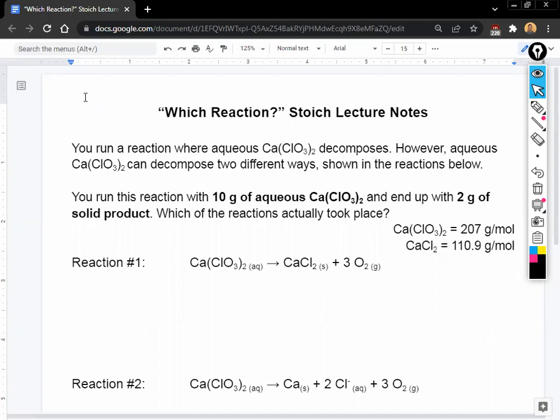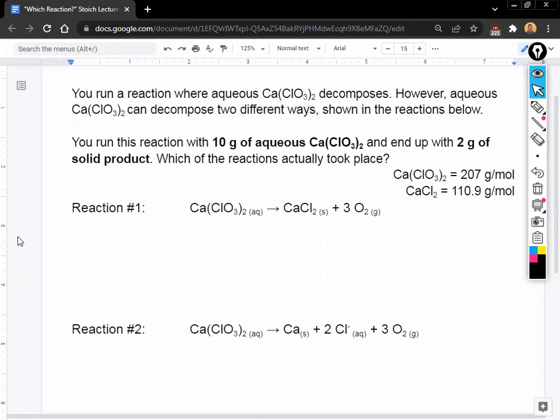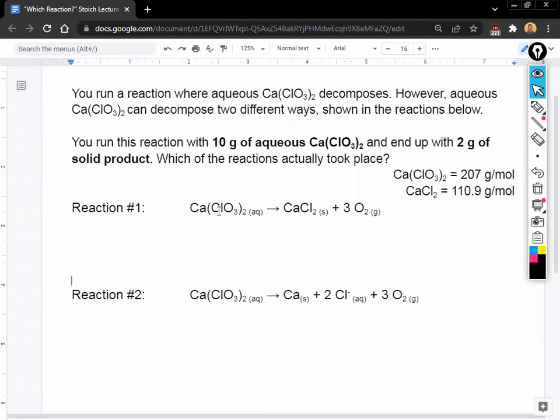So in this problem, you're running a reaction where aqueous, which means dissolved in water, this chemical right here, CaClO32 decomposes. However, aqueous CaClO32 can decompose in two different ways shown in the reactions below. So down here, we've got two chemical reactions. This chemical here is the same chemical that you're starting with. It can break down in two different ways. It can either break down to CaCl2 and O2 or these three compounds right here.